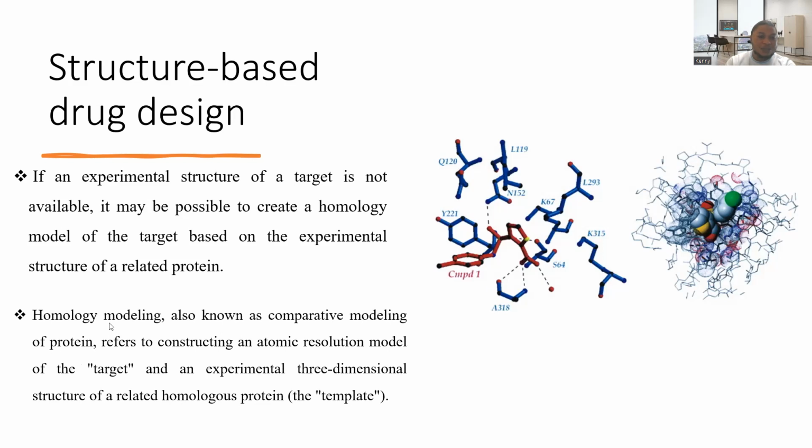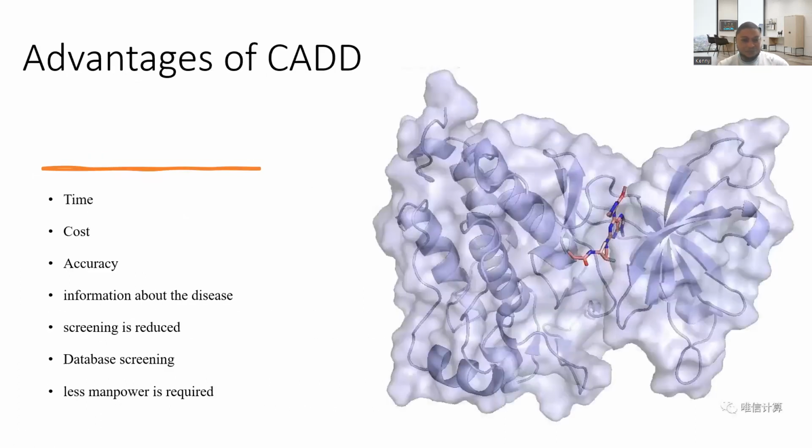Homology modeling, also known as comparative modeling of protein, refers to constructing an atomic resolution model of the target from an experimental three-dimensional structure of a related homologous protein. So we are going to do that by the time we start our project. So okay, let's just continue.